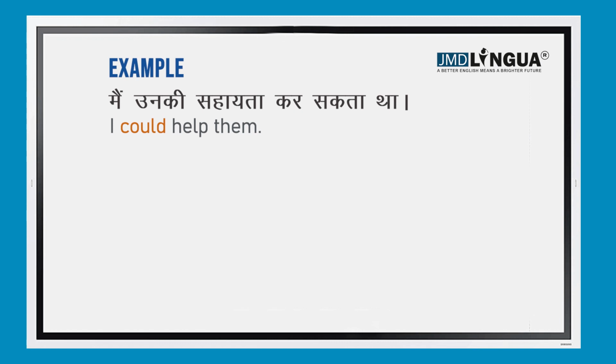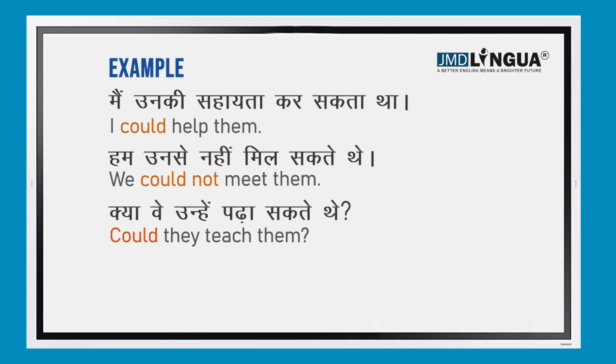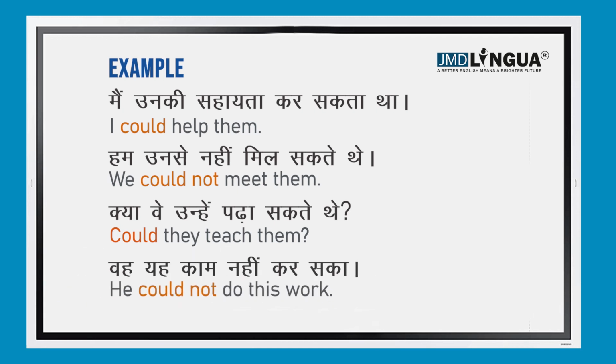मैं उनकी सहायता कर सकता था. I could help them. हम उनसे नहीं मिल सकते थे. We could not meet them. क्या वे उन्हें पढ़ा सकते थे? Could they teach them? वह यह काम नहीं कर सका. He could not do this work.